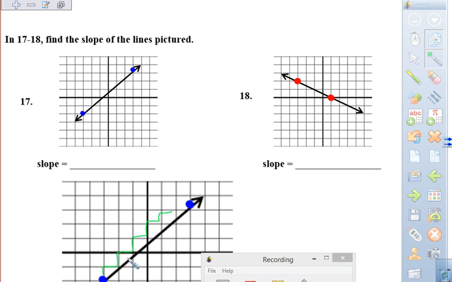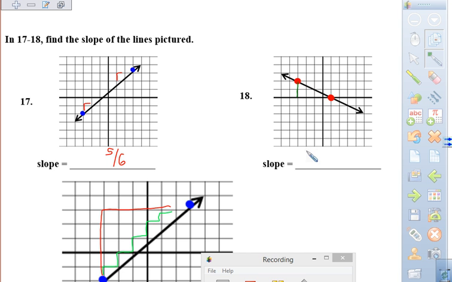So to be safe, I'm going to go from the first blue point to the second blue point. So it looks like I'm rising up 5 and forward 6. So that's going to be a positive 5/6. I do not think that this is the slope of 1, because if I do 1 up here, I'm not on my graph. Number 18, I'm going to find some points on my line.